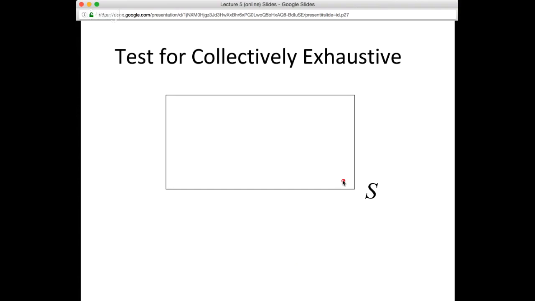Test for collectively exhaustive. For that, probably the easiest thing to do is just to map out in a Venn diagram what's going on. We have our sample space, which is represented by this rectangle. Within that sample space, we basically have rain of one form or another. We've divided that rain into two types of rain: light rain, or we might call it moderate rain, versus heavy rain. So that's our sample space.